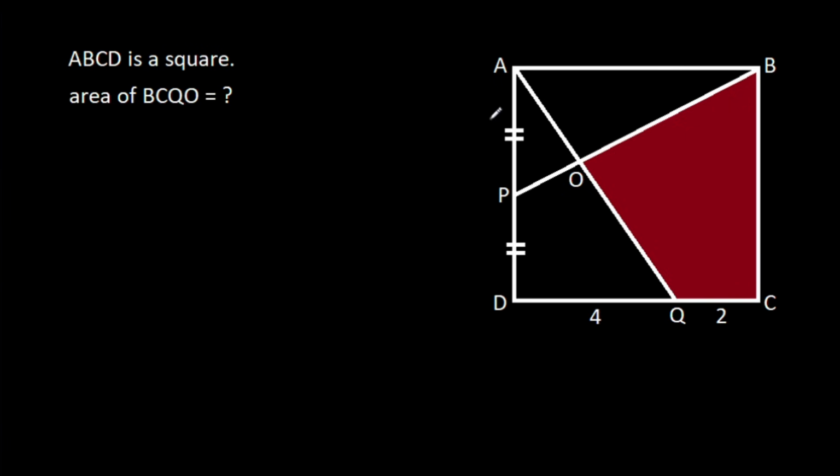In this video, we have been given that ABCD is a square and AP is equal to DP and CQ is 2, DQ is 4. Then we have to find the area of BCQO.